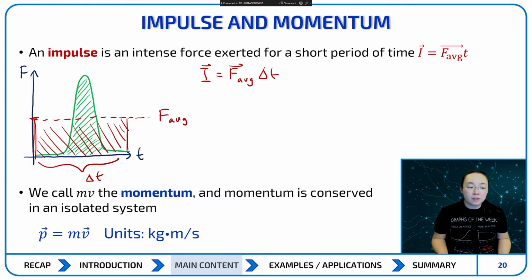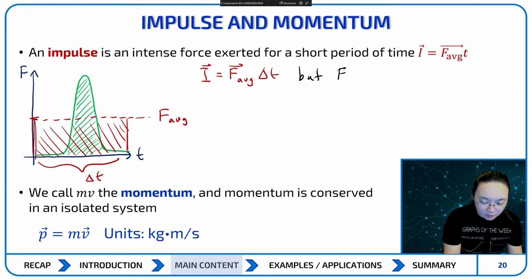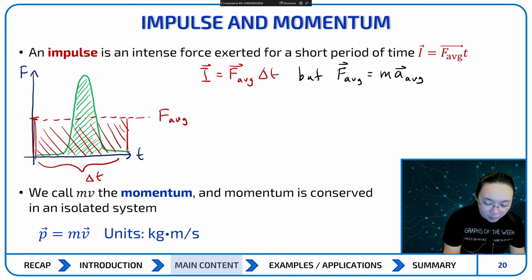So I have that equation, but now I have to try and define momentum. The first thing I have to remember is Newton's laws of motion. Newton's second law says the average force, or the net force, is equal to the mass times the acceleration, the average acceleration in this case. So I can rewrite it as that. But there's also something else. I can rewrite it as I equals m a average delta t.